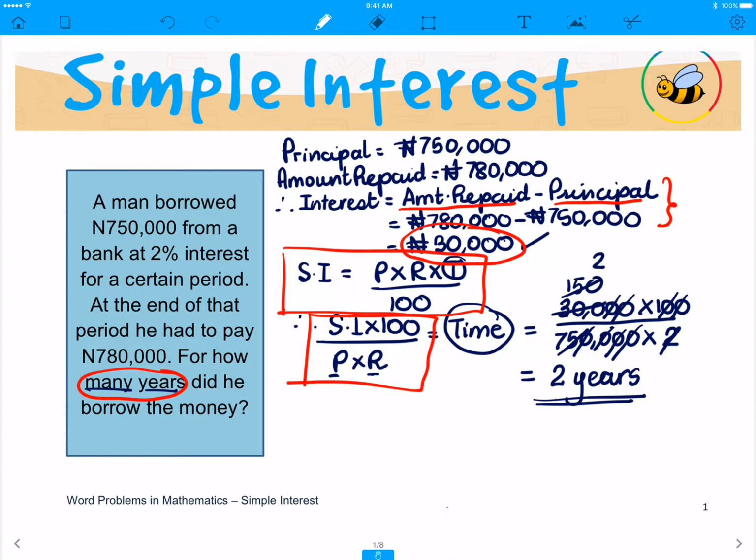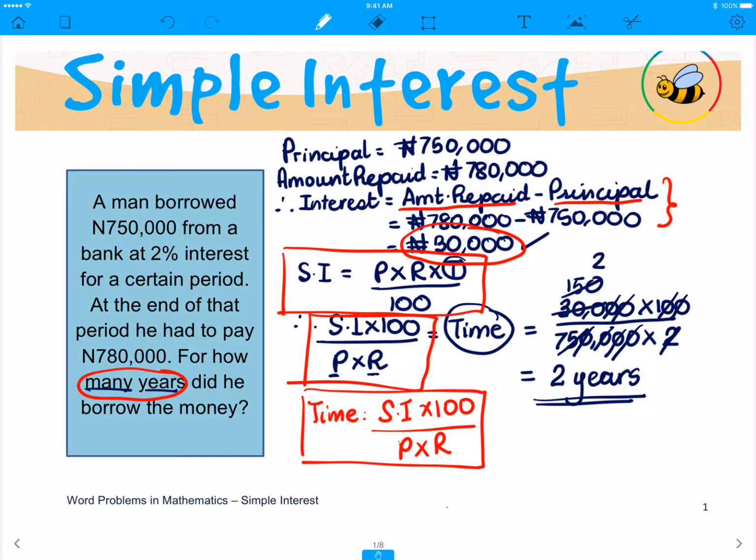And then we deduced the formula for time. And this is very important, your ability to make these deductions and create this formula as you go along. So simple interest times 100 divided by principal times rate gives you the formula for calculating time. We then applied the arithmetic and did the calculation, and we arrived at 2 years as the amount of time that this man borrowed 750,000 naira at 2% interest and was able to pay back 780,000 naira, representing 30,000 naira interest.